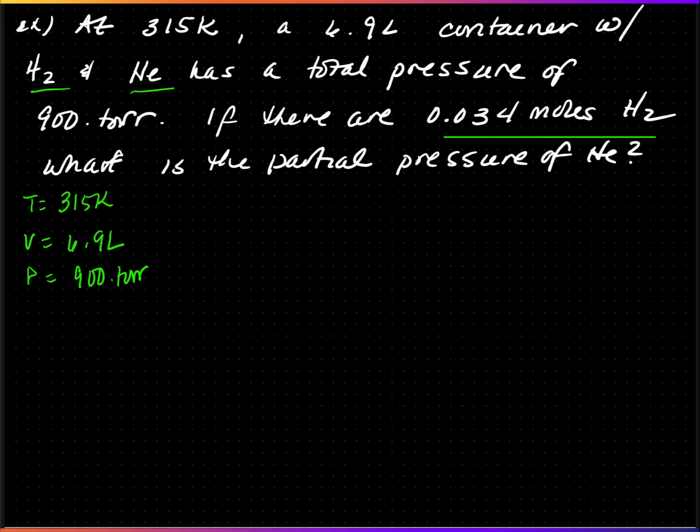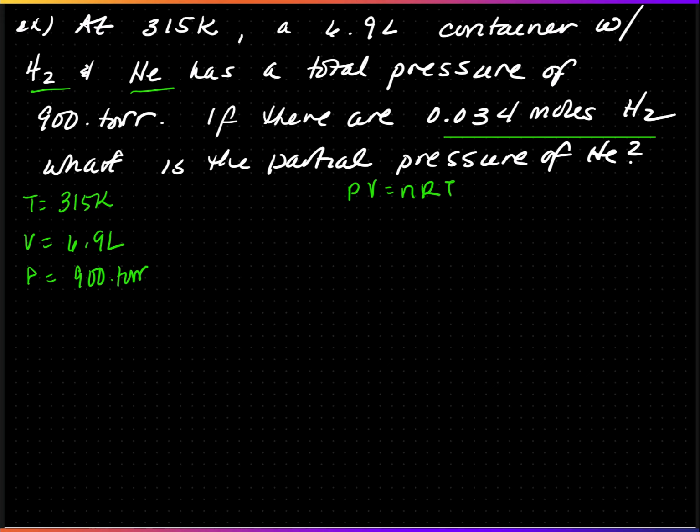Since the moles of He is not given and the pressures are not given except for the total pressure, I need to use PV equals nRT to find the total moles. Since there is only one P, one V, one T, we know the equation we need to use is PV equals nRT, and we're going to use this formula to find the total moles. Once we find the total moles, we can use mole fraction to solve for the pressures.